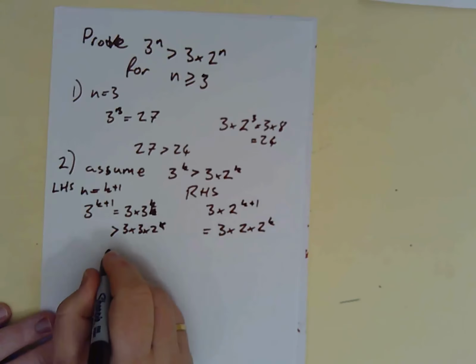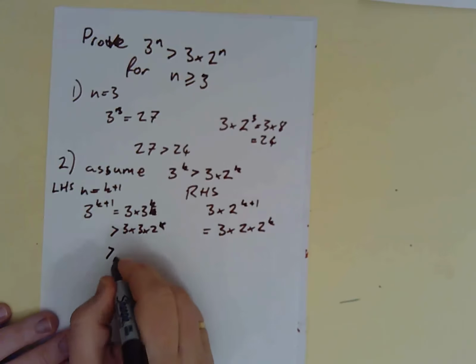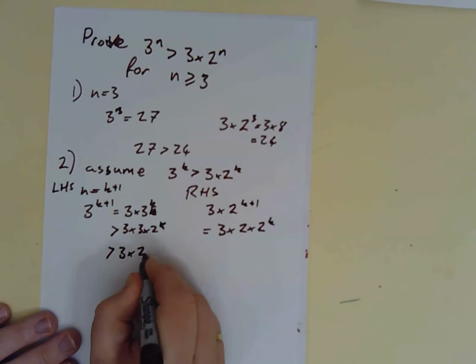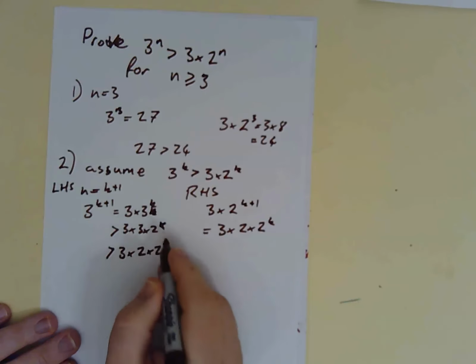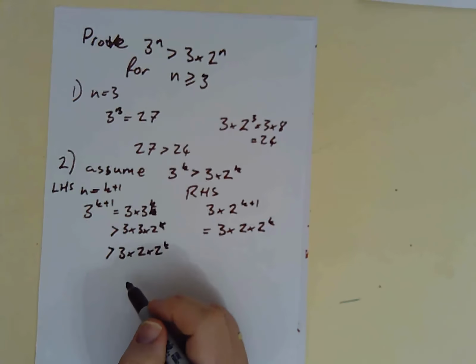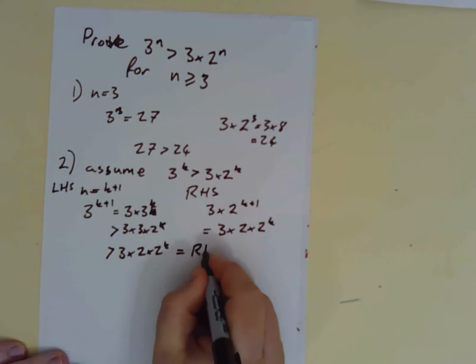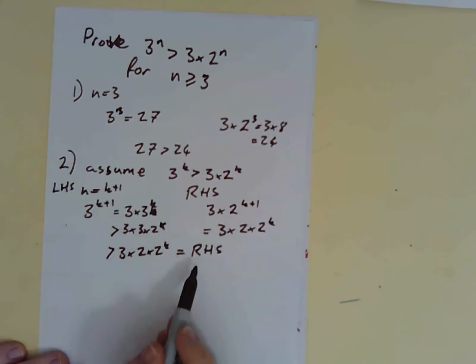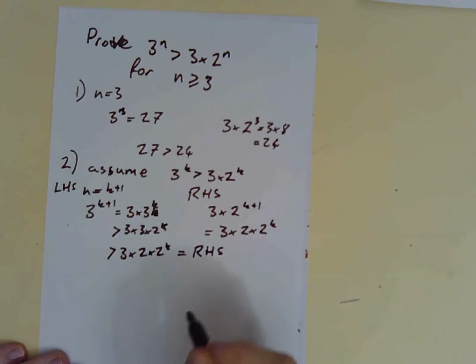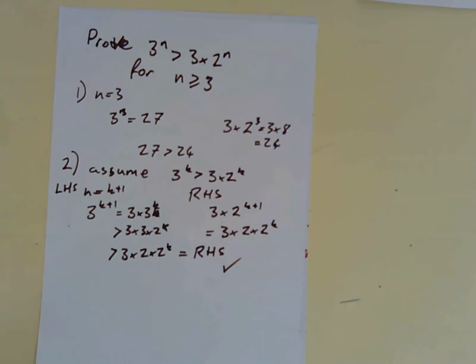Luckily, this is bigger. So I can say that this is bigger than 3 times 2 times 2 to the k, because multiplying by 3 is going to give you a bigger number than multiplying by 2. And this is equal to my right-hand side. Therefore, my original thing is bigger than my right-hand side. And we've proved it. All right.